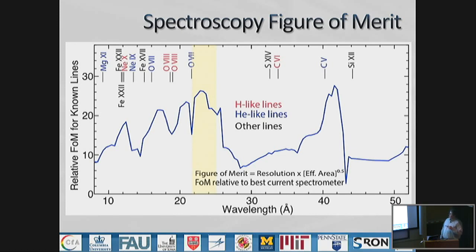And so pretty much across the bandpass, we're at least a factor of 10 increase in figure of merit. At our key bandpass, it's more like 25 up to 30. And you can see there are lots of very strong lines in this bandpass. We're not going to be short of lines.